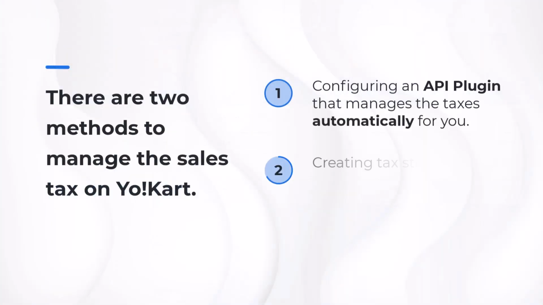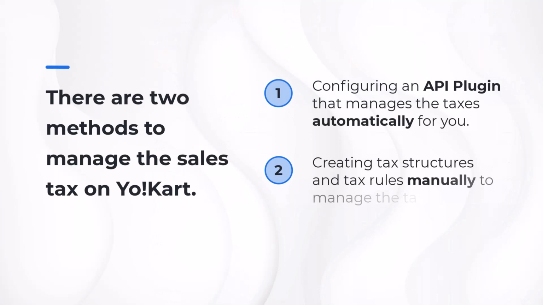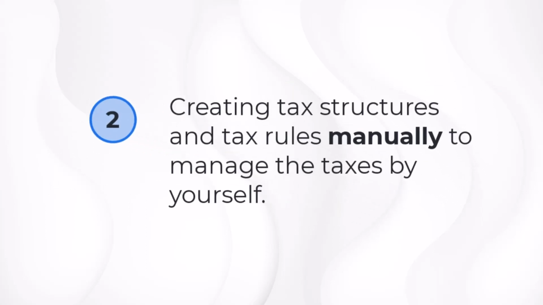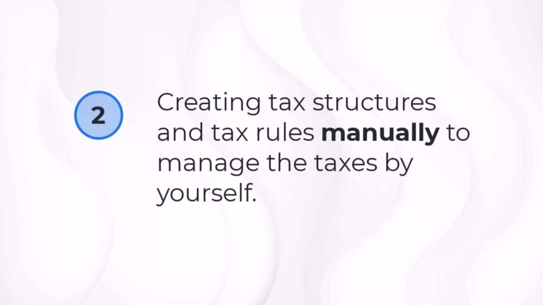The second method is a manual process, where the admin creates the sales tax rules for each product category through the tax module. Once the tax rules have been created, they can be linked to the applicable products under the product catalog. In this video, we will be focusing on the second method, where you will learn how to manage the complete tax process manually on YoCart.